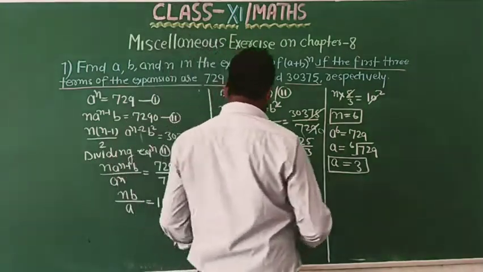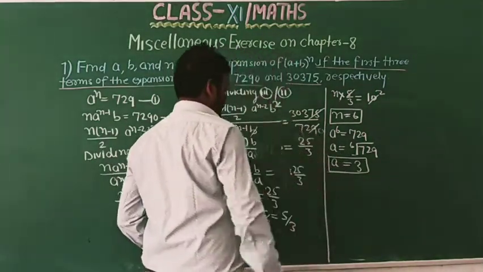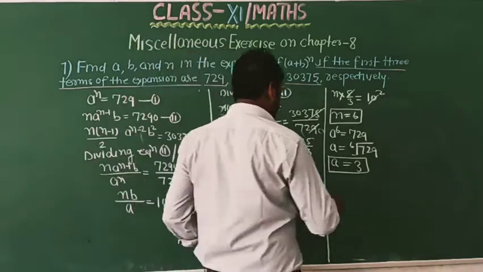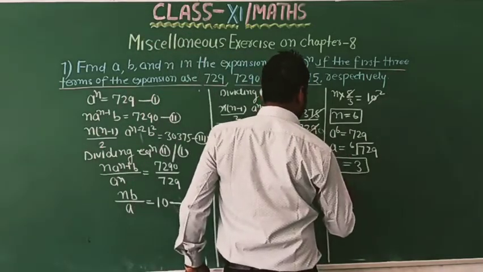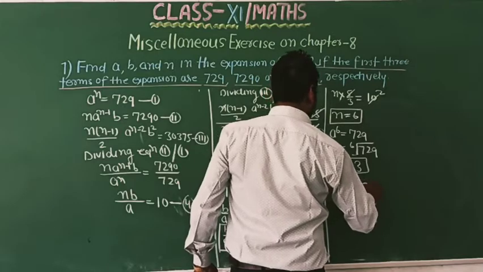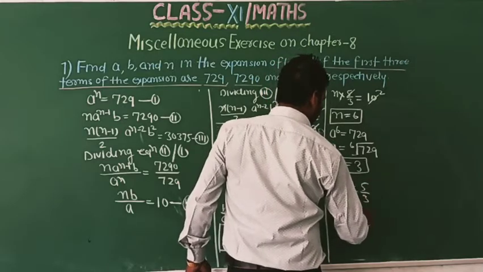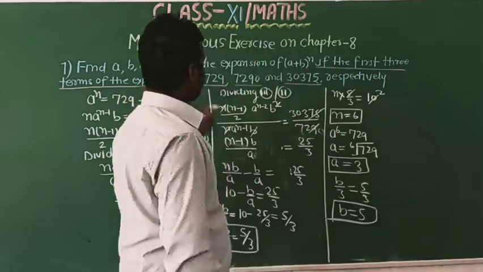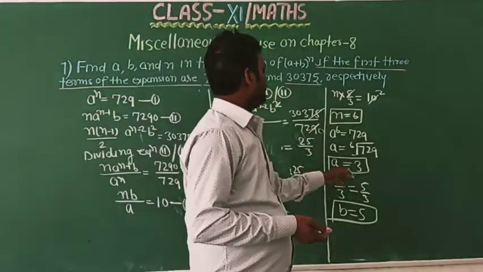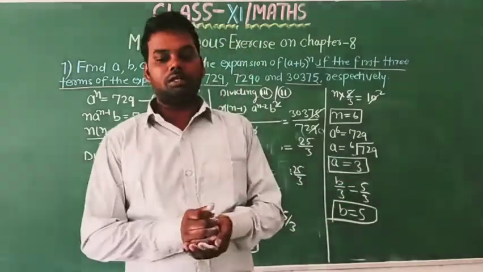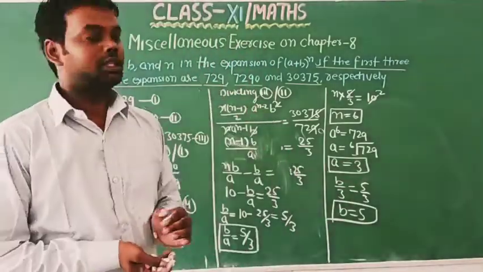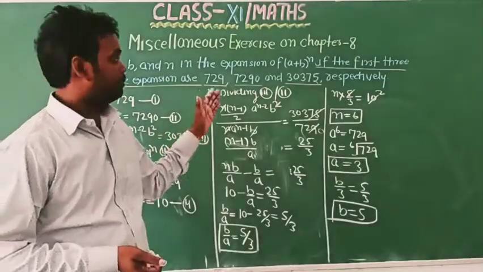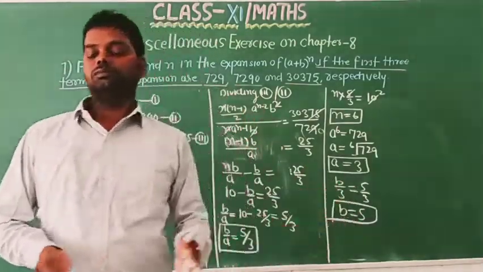And to find the value of b, now using this equation, b by a equal to 5 by 3. So b into 3 equal to 5 by 3. b equal to 5. So here we have found the values: a is 3, b is 5, and n equal to 6. Okay, so children, this is the solution of question number 1 of the miscellaneous exercise of chapter 8, binomial theorem.